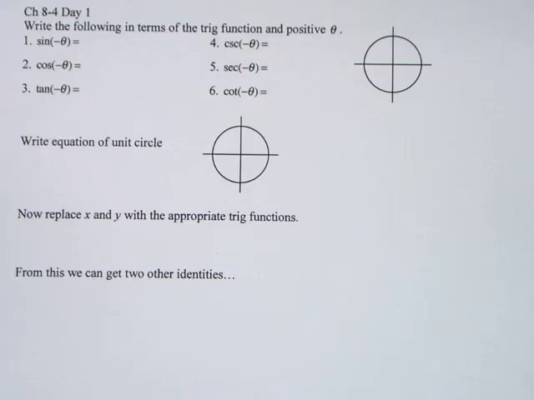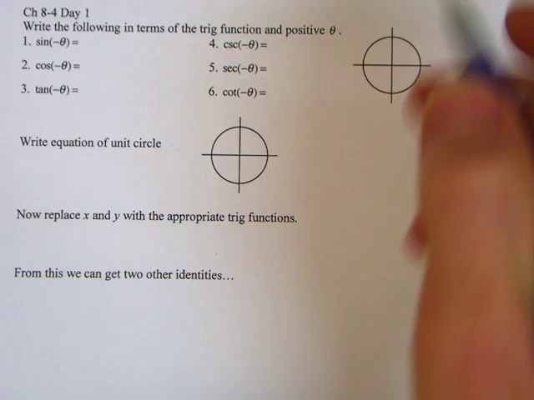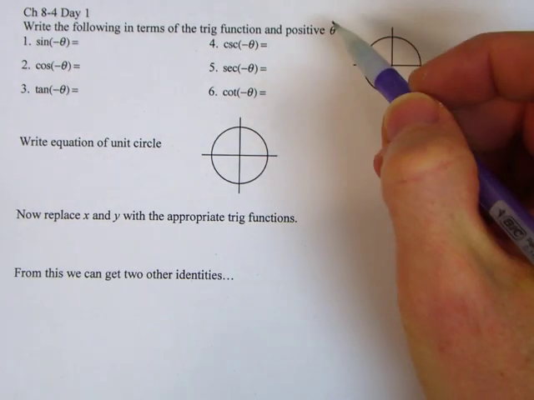At the top of your paper right now, write Trig Identities. That's what we're going to do. We're going to do an intro to this. So we have Trig Identities. We're going to start off by looking at this thing.